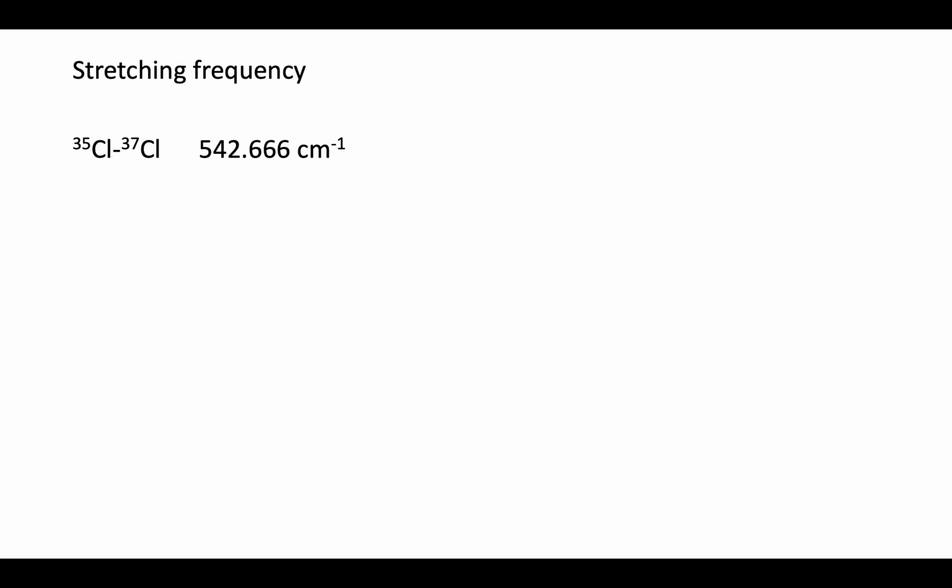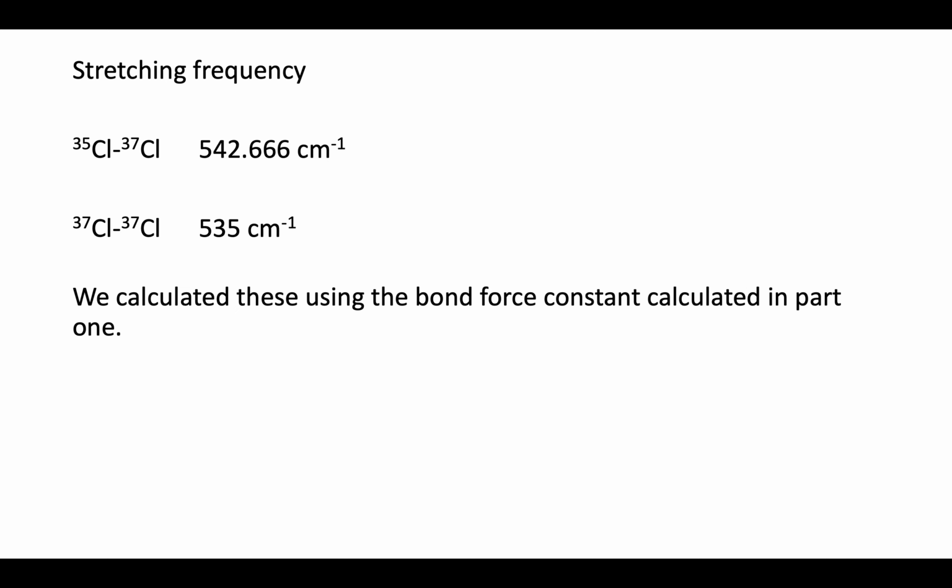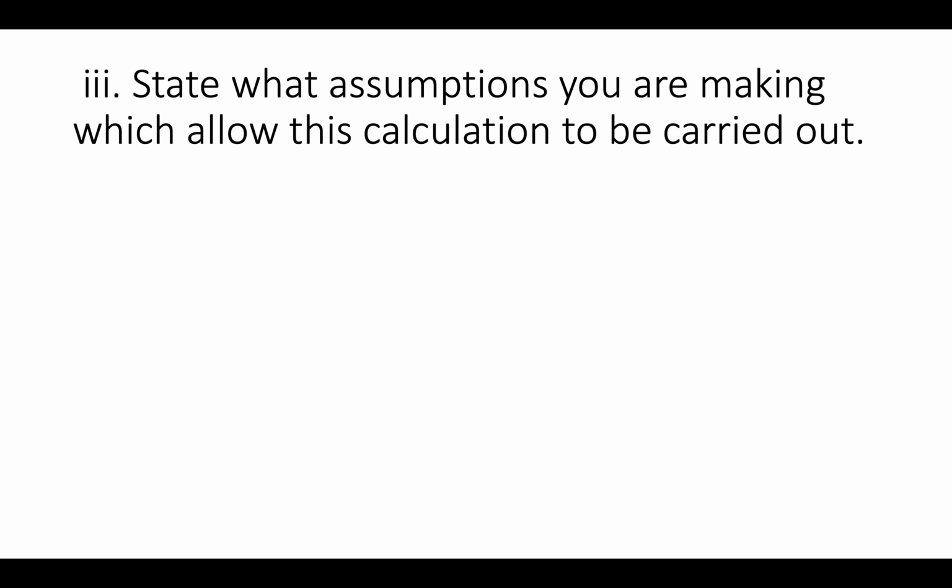So to conclude, the stretching frequencies of these two molecules: for the first molecule, 35Cl bonded to 37Cl, it's 542.666 centimeters to the minus 1. And for the second molecule, 37Cl bonded to 37Cl, it's 535 centimeters to the minus 1. We calculated these using the bond force constant calculated in part 1.